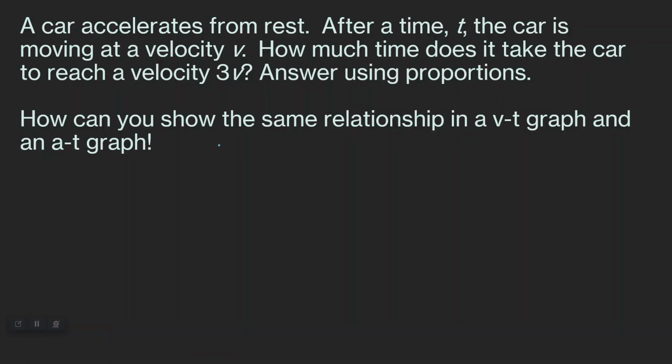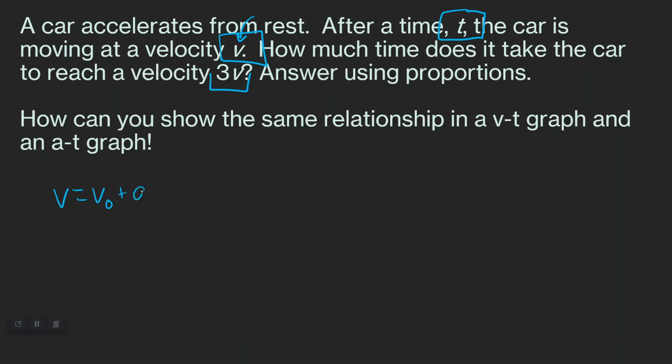So let's see an example of this. How might you see this in physics? So let's say we have a car that accelerates from rest. After a time t, we don't know the exact time, but some time t has passed, the car is moving at a velocity v. So you've started from rest, you've hit your gas pedal, and you've let some time pass, and you glance at your speedometer, and v is how fast you're moving. I want to know how much time does it take the car to reach a velocity that is 3 times as big? Well, we can use proportions to answer this.